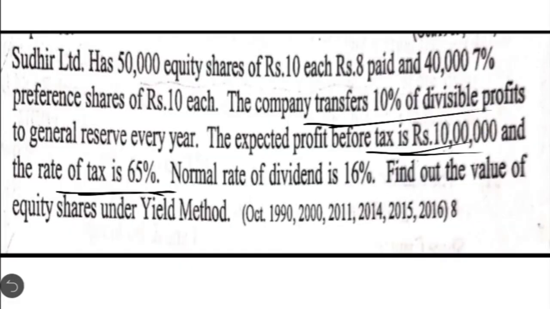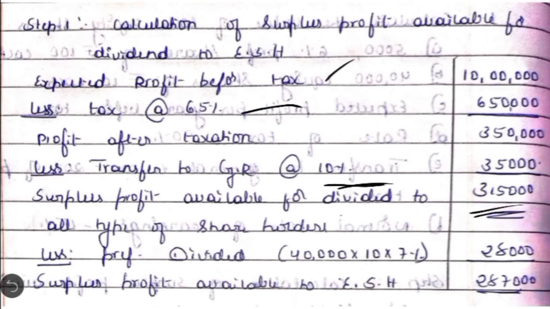So what is the total capital? Preference share capital 40,000, 7% preference shares of rupees 10 each. So 40,000 shares into 10. So capital is 4 lakh. On 4 lakh, we have to calculate 7%, which comes to 28,000. So we are going to deduct 28,000 from 3,15,000. So we will have balance of 2,87,000, which is called surplus profit available for equity shareholders.